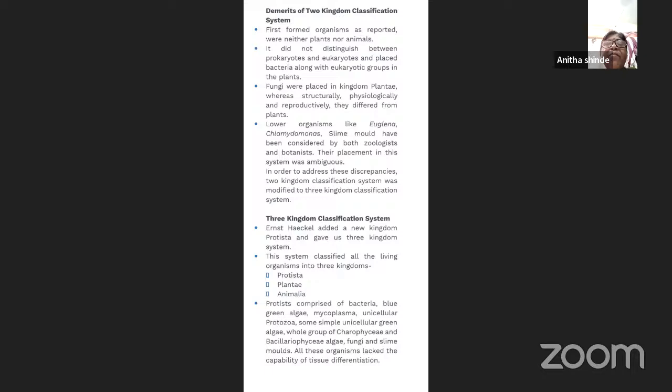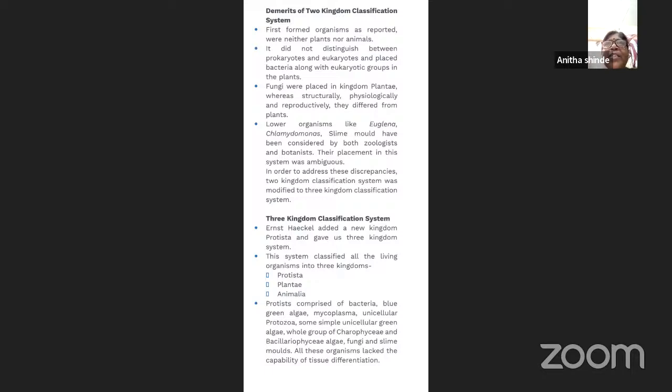Lower organisms you have, like Euglena is there, Chlamydomonas is there, slime mold is there. They are considered by both zoologists and botanists. You all know actually Euglena, we consider them under animal. Whereas even the botany people, even they consider them under plant. Because why? Because it has got the flagella and all those things. So it is motile. So that is the reason why.